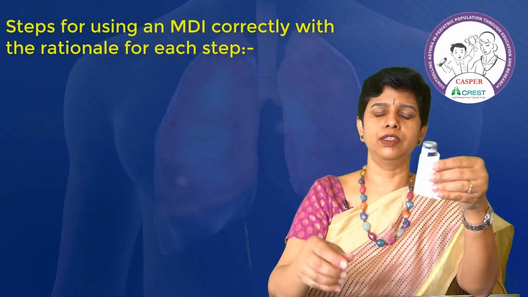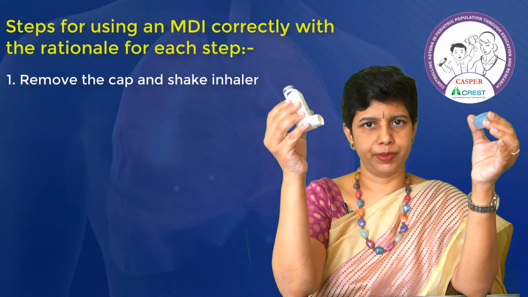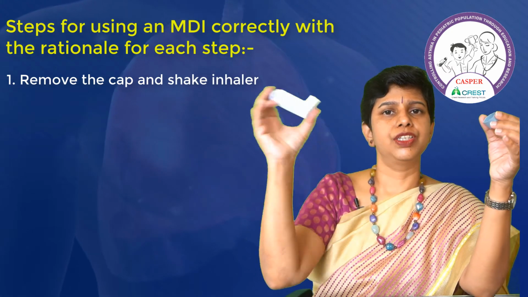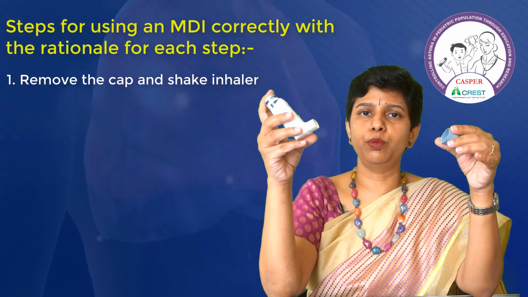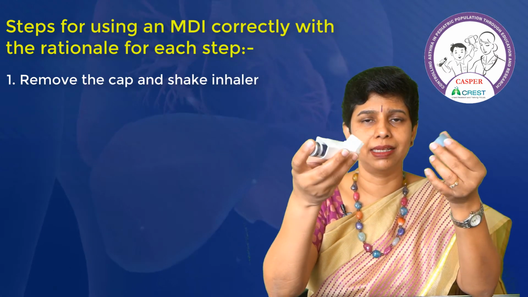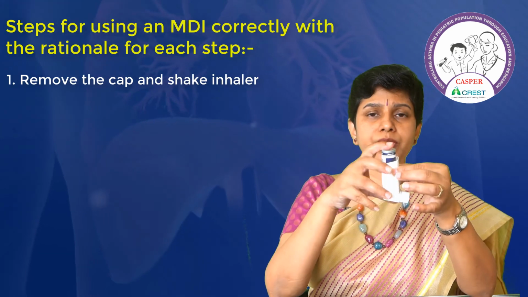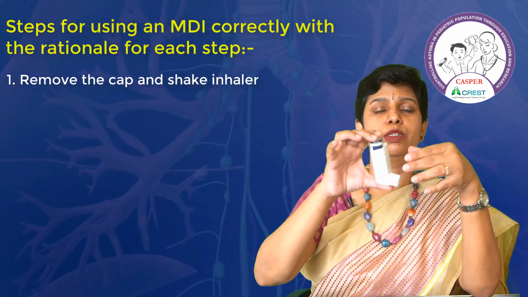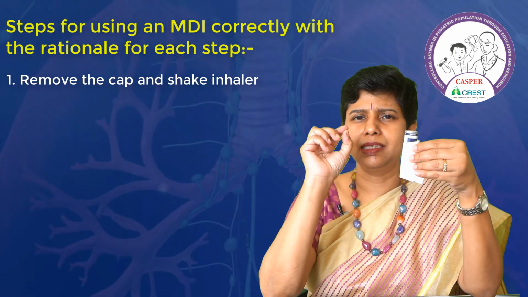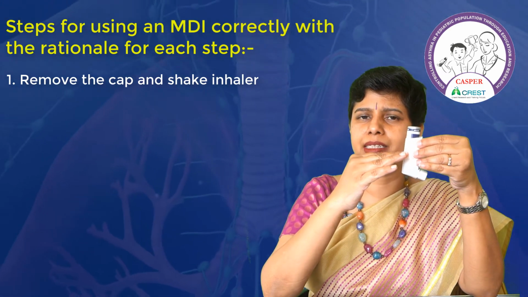Okay. So first of all, we have to remove the cap and shake the inhaler. Believe you me, a lot of patients take it with the cap on, and we can understand that the drug is not available at all for inhalation. Remove the cap, shake the inhaler. As we saw in the previous slide, there is only a small amount of the drug per se, the rest all are surfactant and propellant.